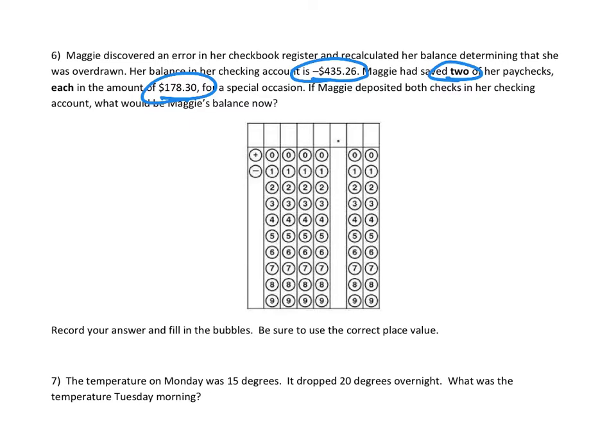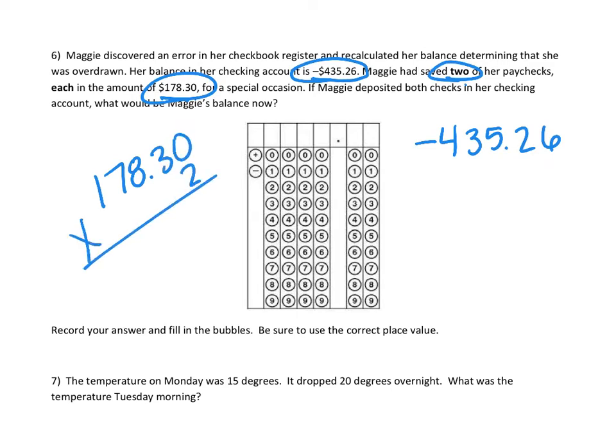A deposit is an addition. A withdrawal or a check or some kind of debit, that's a subtraction happening, okay? So if she's negative this, what we're really doing is adding to 178.30s. So I'm going to multiply 178.30 times 2. Why am I doing that? There's 2. You need to pay attention to that. Number 1 reason people got this question wrong last year is because they didn't do 2 paychecks. They just skipped over and saw what they wanted to see.